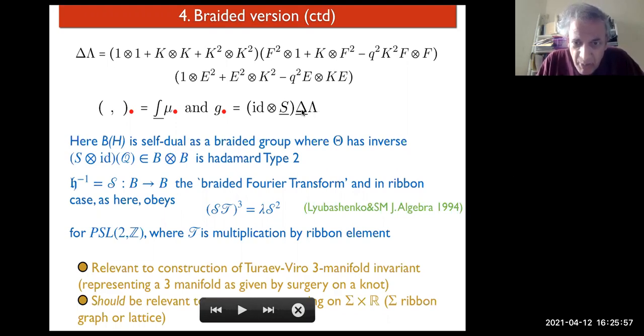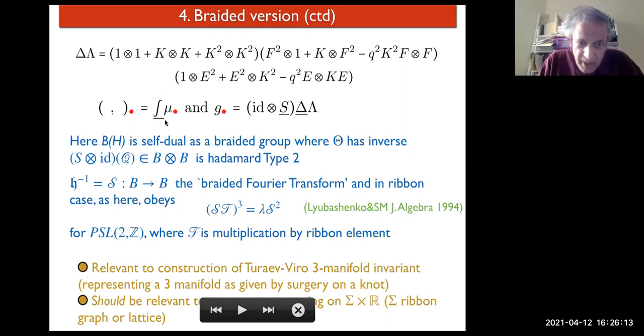The braided version of the coproduct involves applying the R, and you've got to use the braided version of the antipode. This is the braided version of the construction of that corollary to get G. The other side's a bit easier. We just multiply in the braided Hopf algebra and we apply the integral.